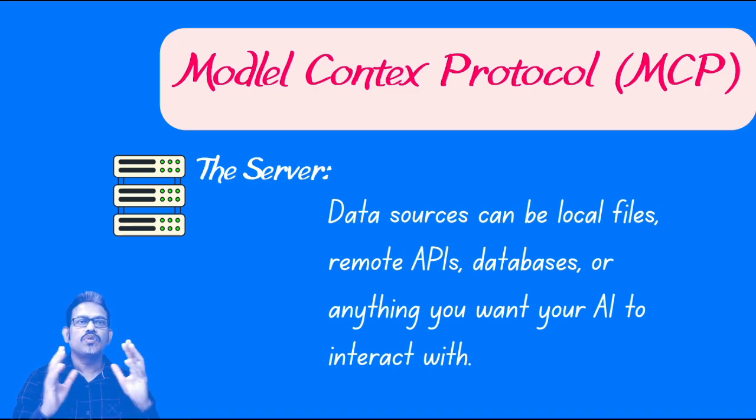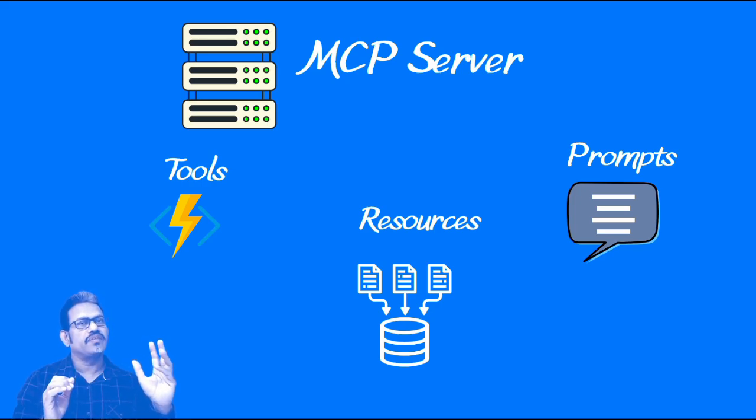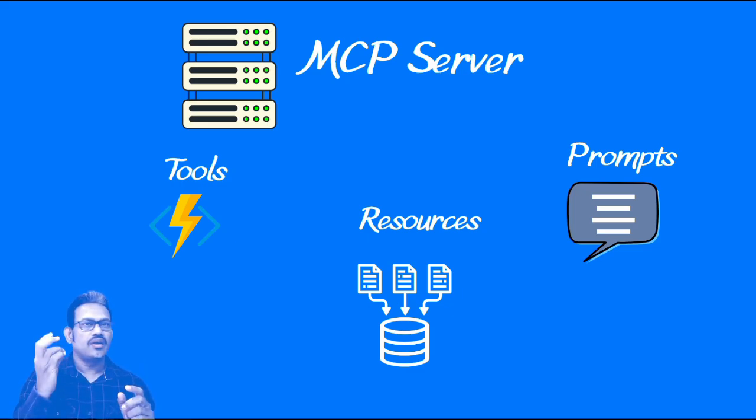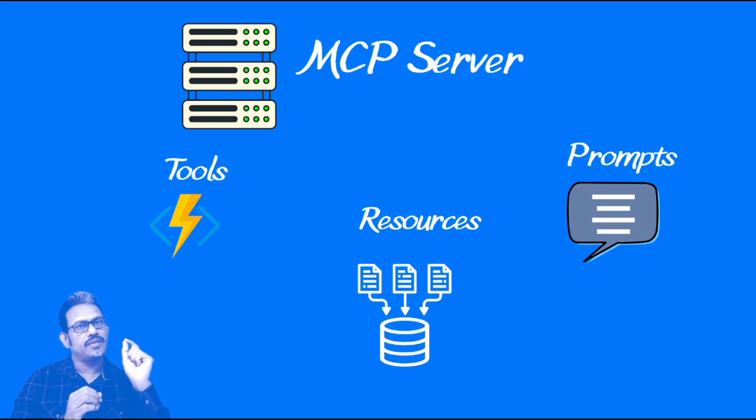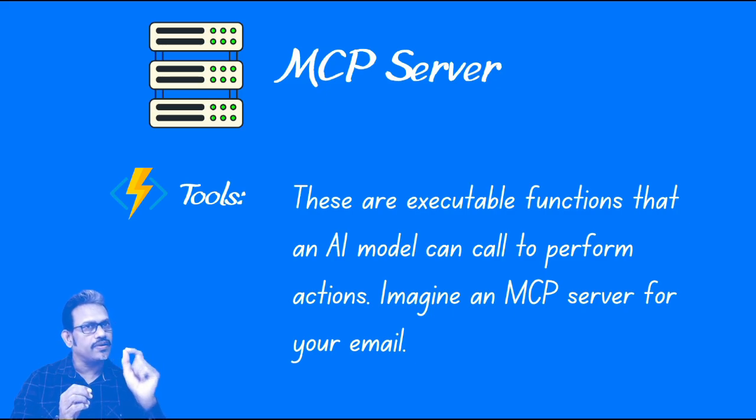Now let's explore more on the MCP server. As it is doing all the external heavy lifting, it has to be well structured. Each MCP server provides three primitives that the AI can leverage, and these primitives are tools, resources, and prompts. Let's understand the tools part of the MCP server. Tools of the MCP server are executable functions that an AI model can call to perform actions.